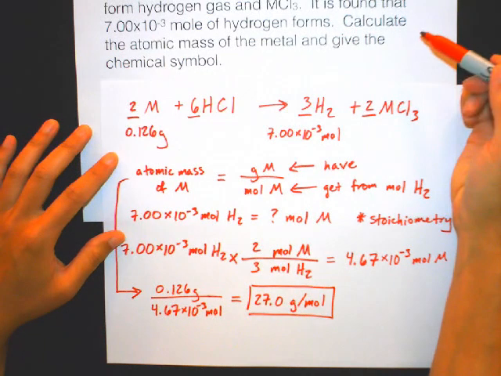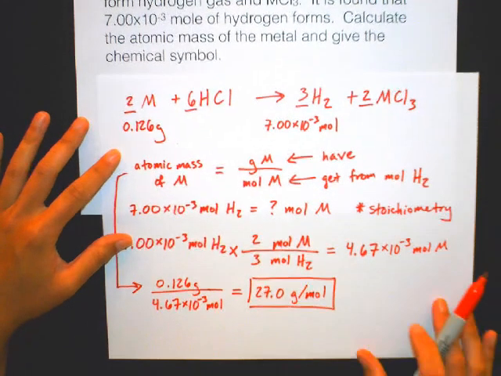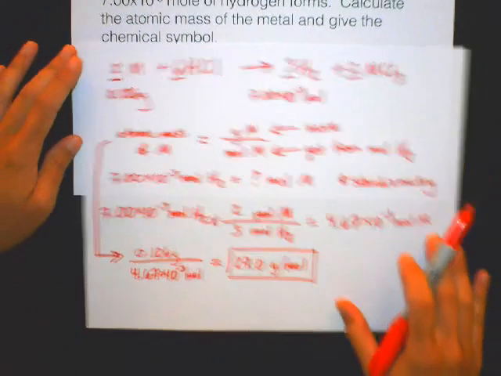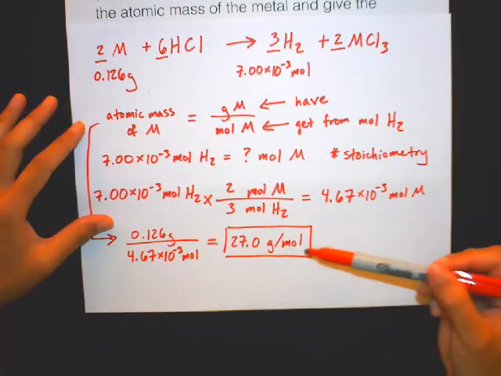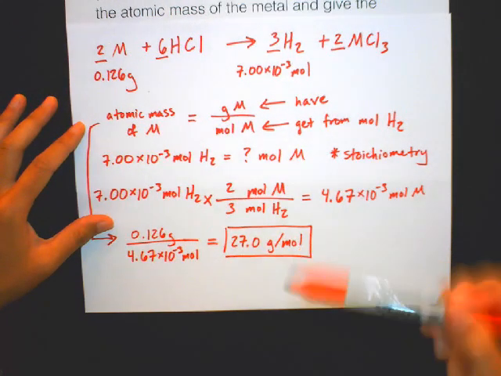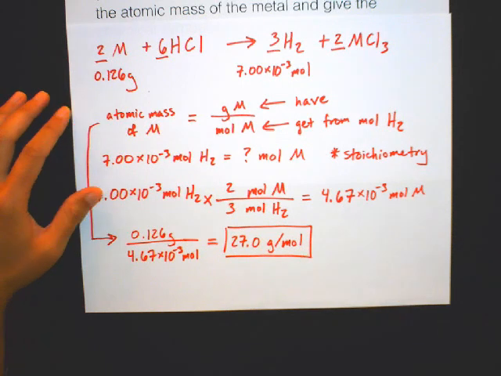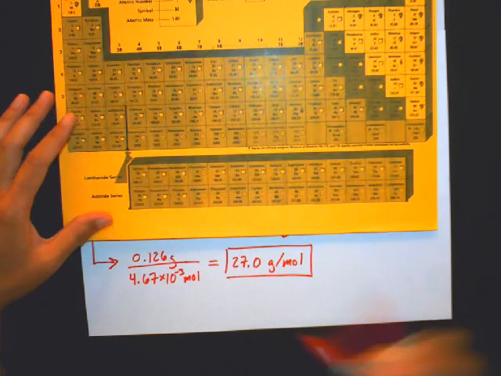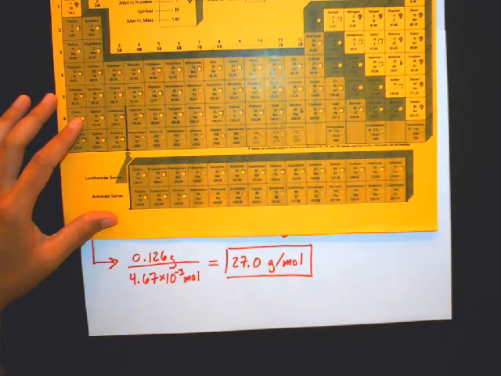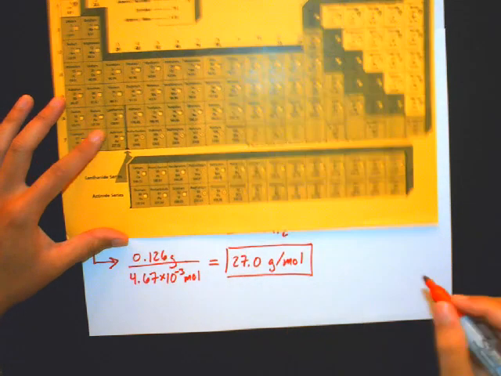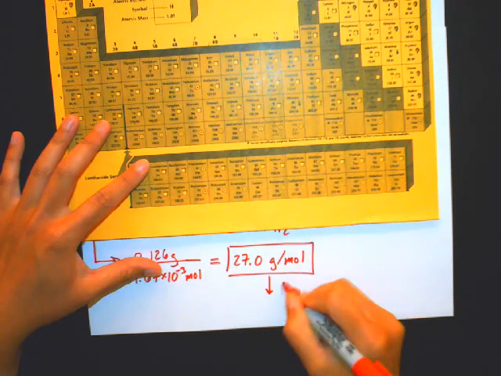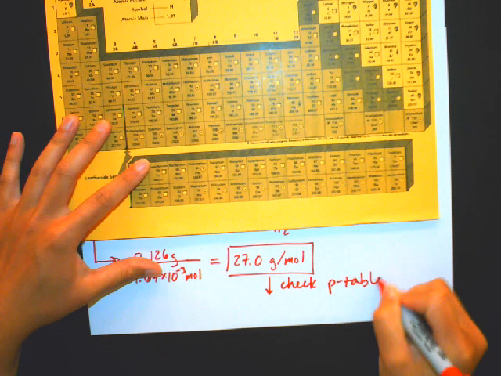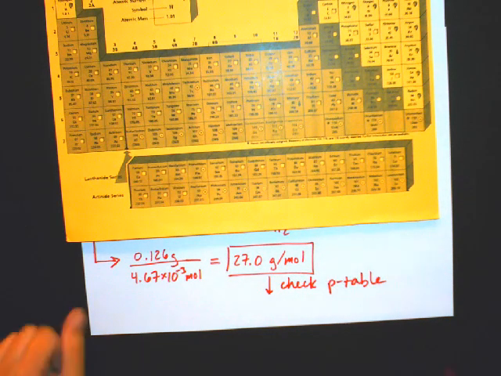So that answers the first part of the question, which was to calculate the atomic mass. We got 27.0. But in order to figure out the chemical symbol, where could we look to figure out what this is? The periodic table. So look at your periodic table, and all you're looking for is a mass that is close to 27. So at this point, I'm going to check the periodic table.